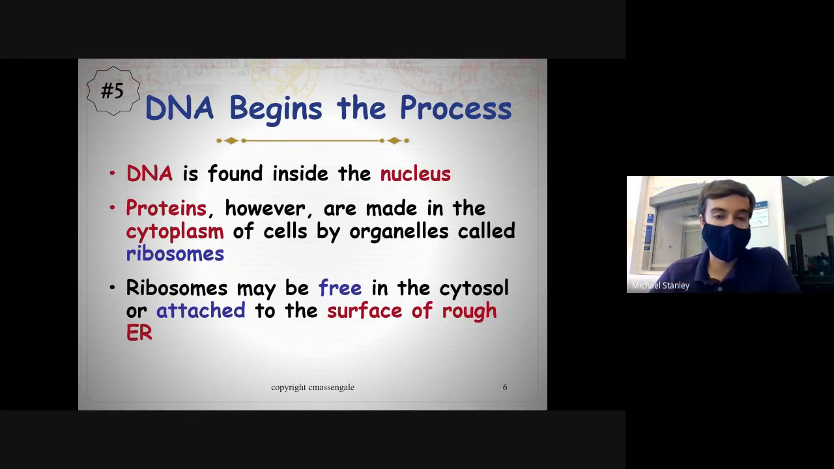So what that means for us is that we need some sort of system to where we can get the DNA instructions out of the nucleus and to the ribosome. So we need some sort of copy of the instructions to be made so we can take it out of the nucleus, take it to the ribosome, and then have the ribosome build the protein that we need. So if DNA isn't going to do this job, what is? What's going to be our copier?